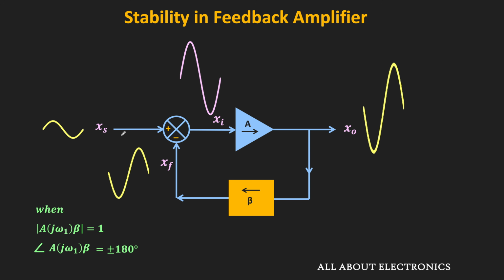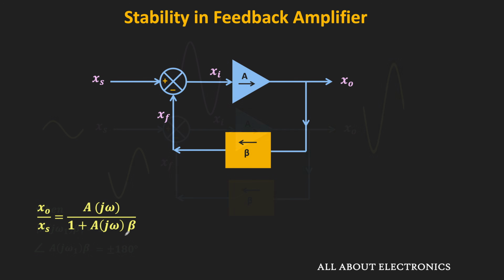So as I said earlier, of course, the output of the amplifier cannot increase indefinitely, and eventually it will get restricted to the biasing voltage of the circuit. But still, because of this instability, we will not get the desired output. So this condition arises when this A beta is greater than or equal to 1 and this phase shift is equal to plus minus 180 degree.